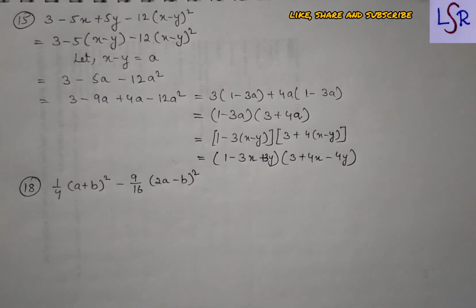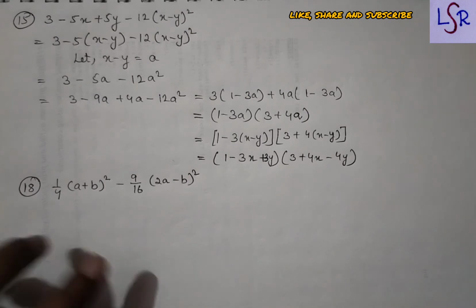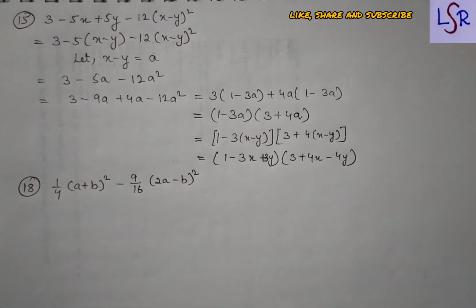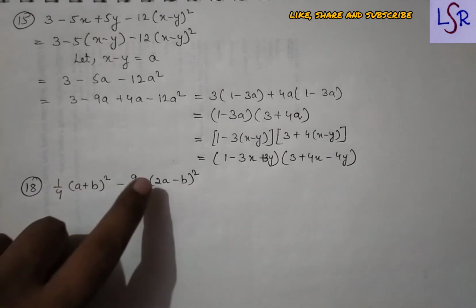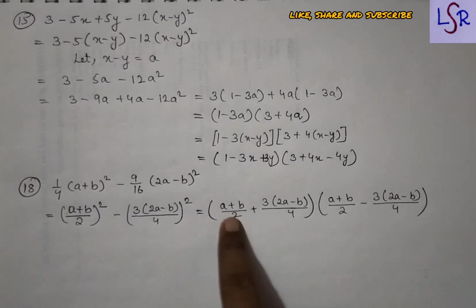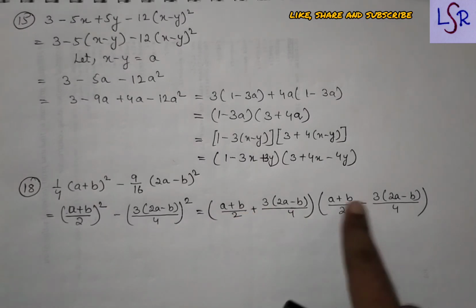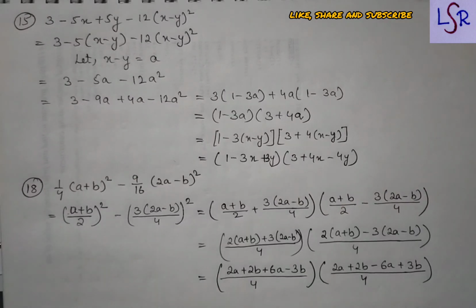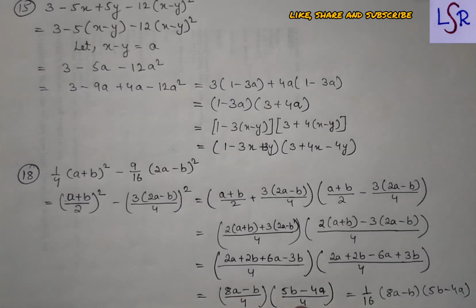Then let's see question number 18. Here we have this expression. First of all we are going to convert this to the form of a whole square and this one also in the form of a whole square. Then we can apply the identity a square minus b square as this. Then we are going to solve the brackets by taking the LCM in both of the cases. After taking LCM and solving it, we have got this, and then we are going to just solve the like terms in both of the cases. After solving we have got this, and then we have multiplied by 4 and we have got this expression.